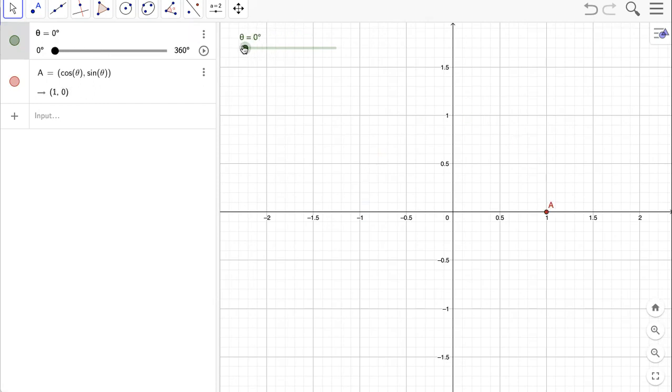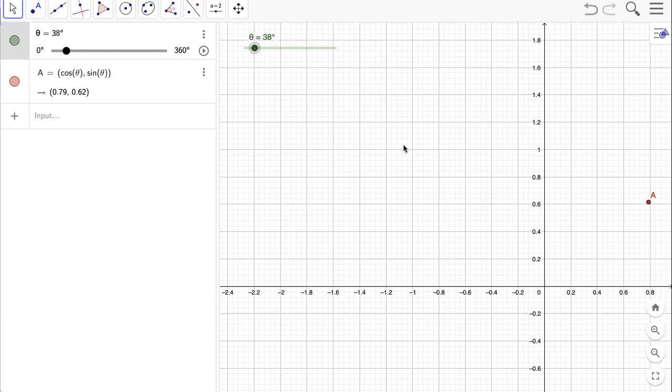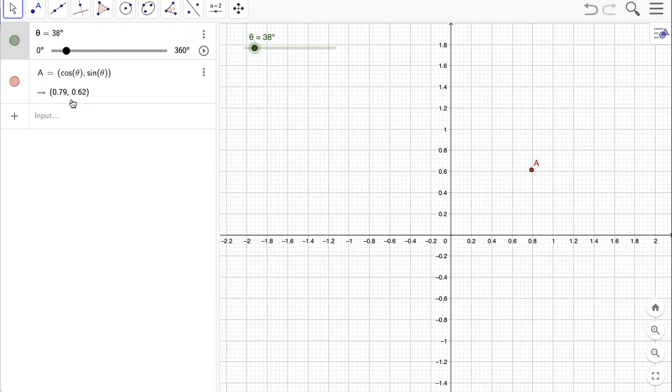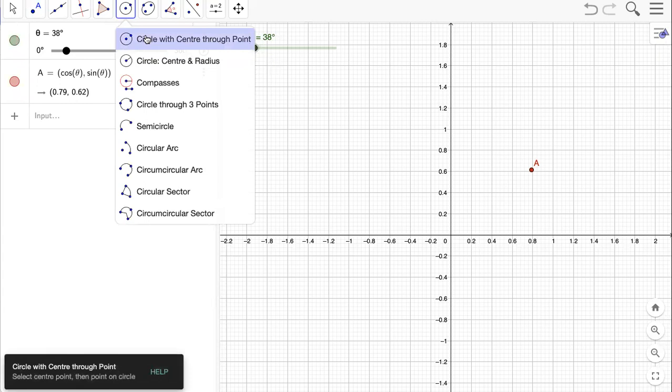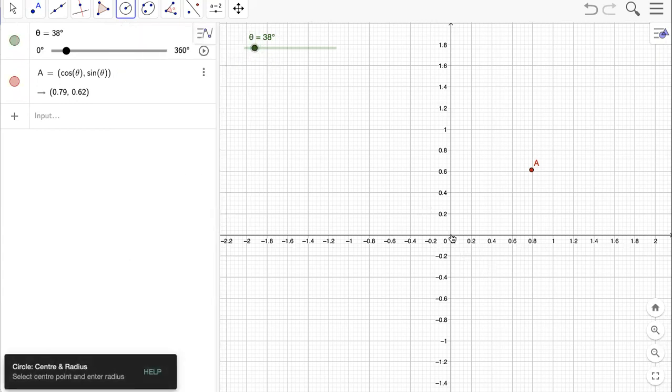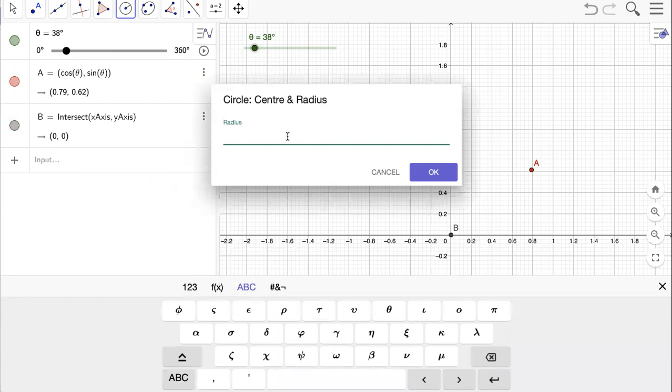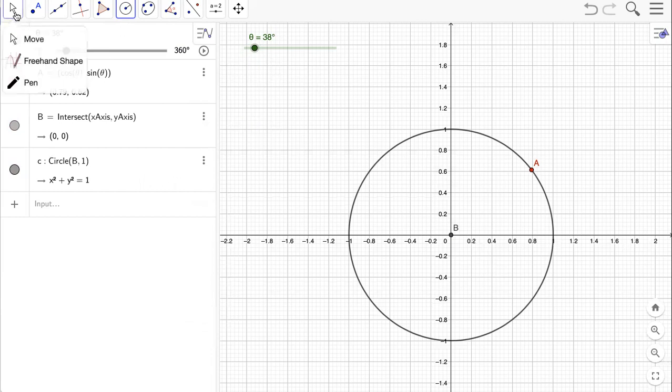Now that is coming back to my original suggestions about the meaning or the definitions of sine and cosine. I would simply say that cosine theta and sine theta are the coordinates of a point on the unit circle, right? Of course, you can even draw the circle, okay? So if you click on the circle with center and radius, you can start with 0, 0. Okay, and then let's say give the radius 1. Right, then you will see the unit circle.